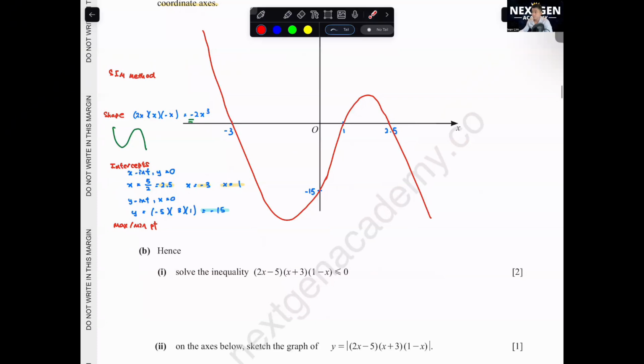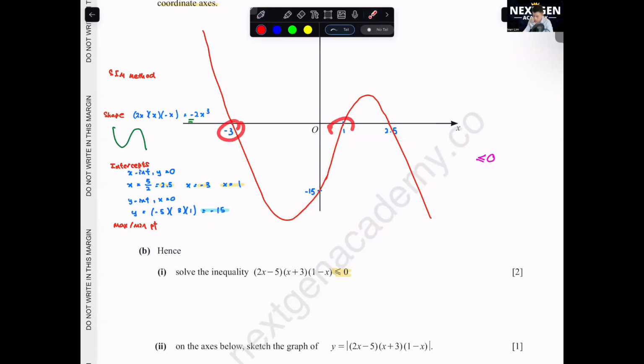Okay, the next one. Question B, solve the inequality 2x minus 5x plus 3, 1 minus x is less than 0. So that means what we are going to check is where exactly in the graph is below 0, which is this part here. Here to here, and here to here.